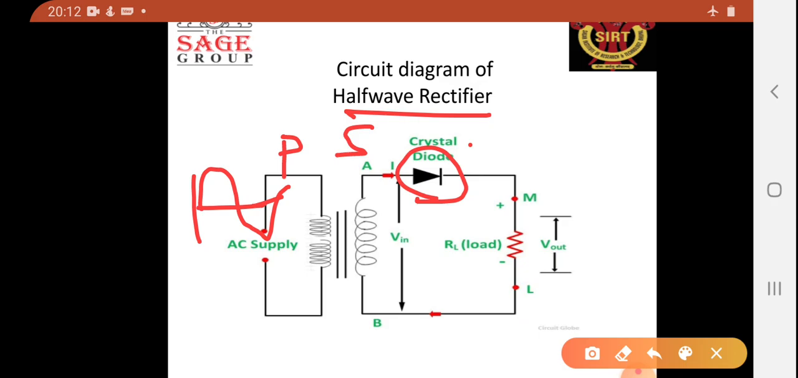The input is applied in the form of AC. AC contains a positive part and a negative part. This is the positive part and this is the negative part. So first we will study what happens when the positive cycle of the AC is applied at the input.